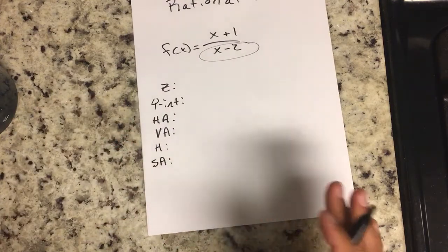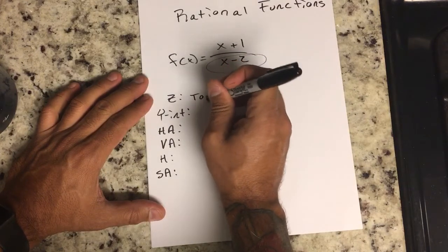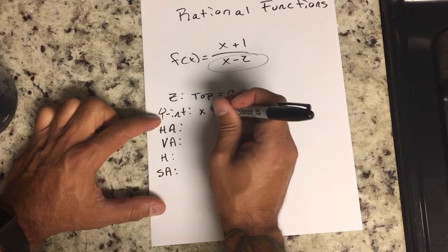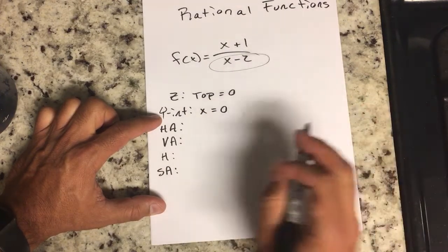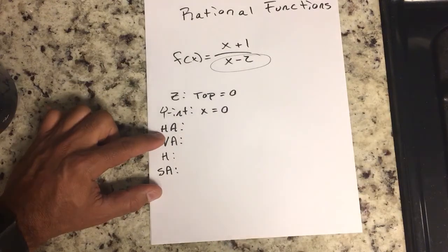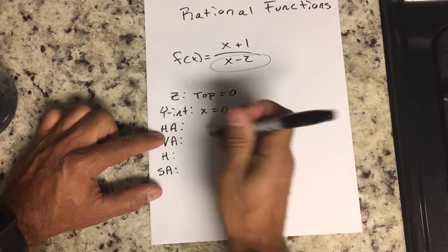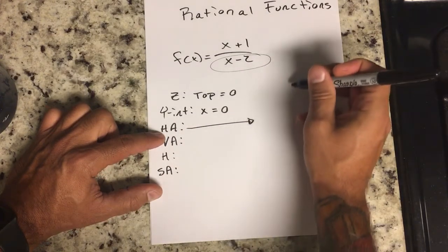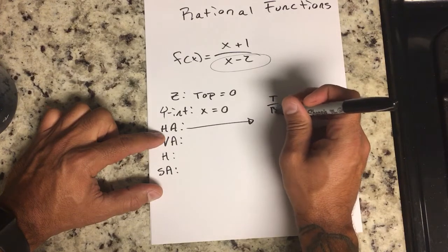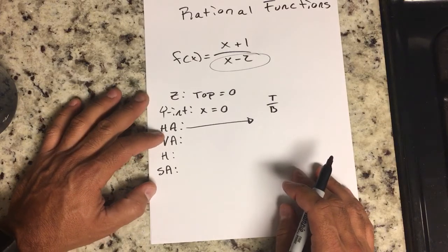So let's go through this. Zeros make the numerator equal to 0. So top equals 0. Y-intercept is when x equals 0. We just plug it in and find it. Horizontal asymptotes, they're kind of tricky. So I'm going to say that it's top and bottom, or numerator and denominator, but I'm just going to call it top and bottom, okay?